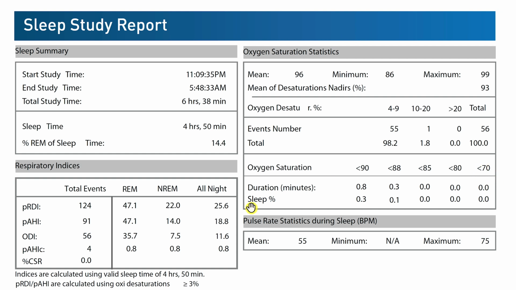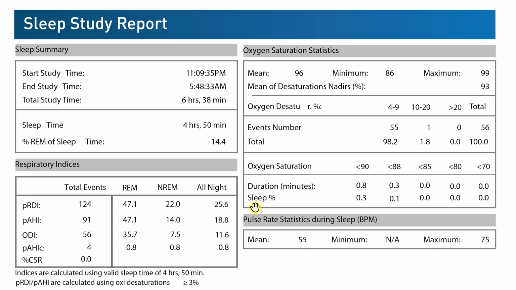And this is a percentage of the sleep time, just basically presenting it in a different way. So not even 1% of the sleep time, 0.3% of the sleep time was spent below 90, and 0.1% was spent below 88, and then 0% of it was spent below 85, and so on.